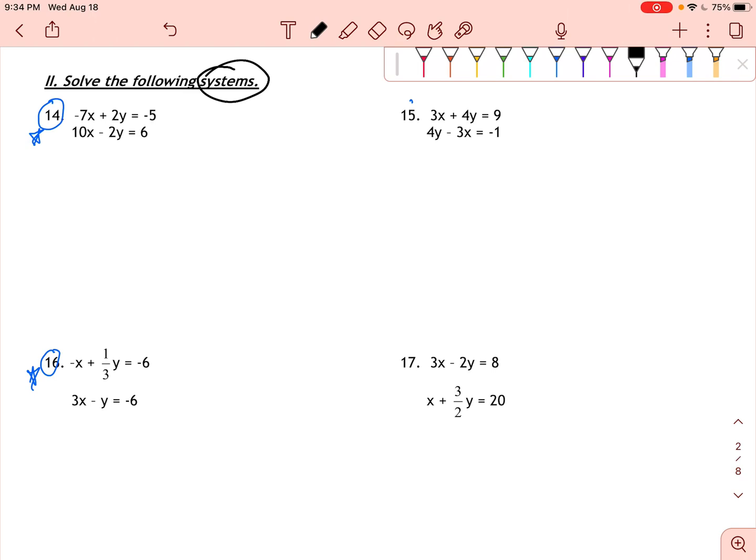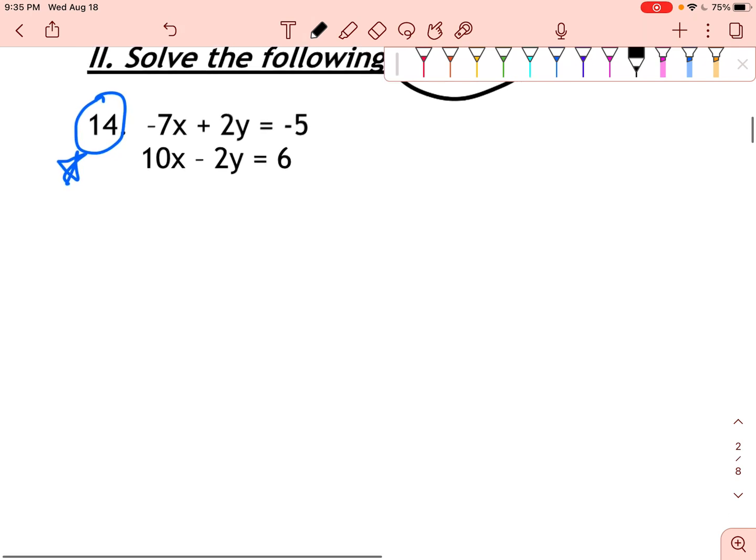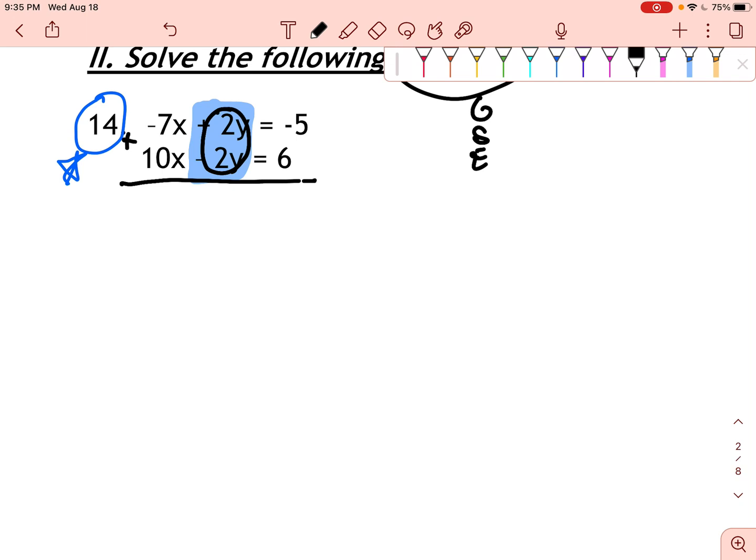And so this first one, number 14, is set up really nicely for us to use something called elimination. So there's three ways to solve it: graphing, substitution, or elimination. And so what we do here is we are going to eliminate one of the variables. In this case, our positive 2y and our negative 2y are going to eliminate or cancel. When I add these two equations together, this becomes 0.